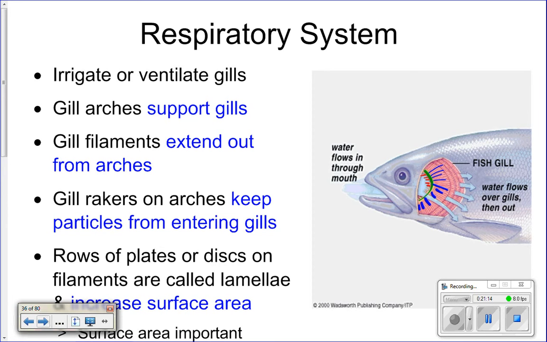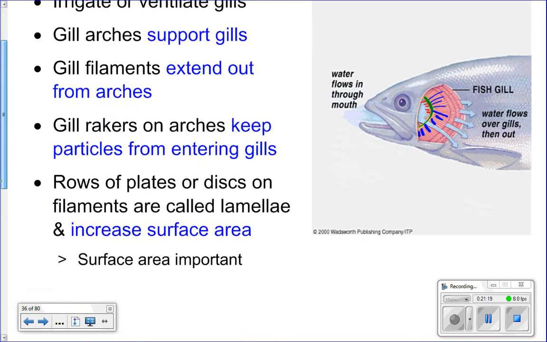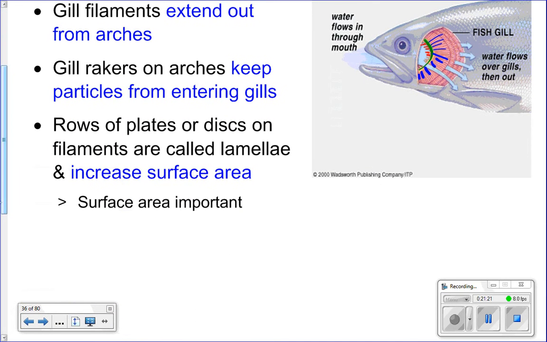Make sense? Okay. On each of these filaments, you have these things that are called lamellae, that help to increase the surface area of the fish's gills. Surface area is really important for fish gills because they want a big surface area so that they can do lots of gas exchange. So essentially, you want lots and lots of surface area so that you can do lots of gas exchange. That's better than having just a little bit. If you just have a little bit, not much gas exchange can take place. So the lamellae increase the surface area.